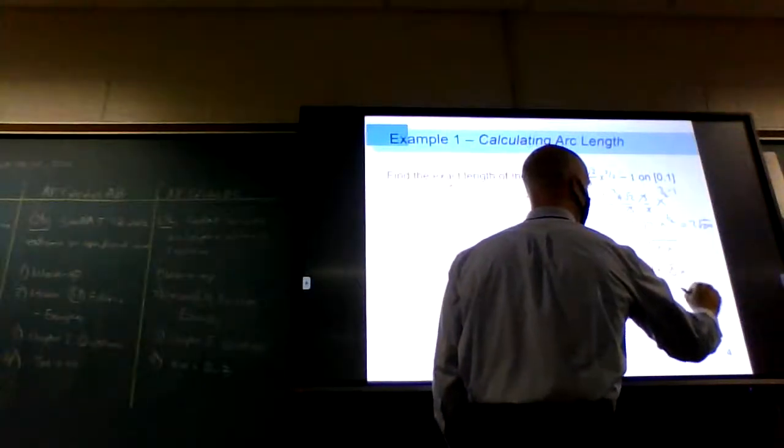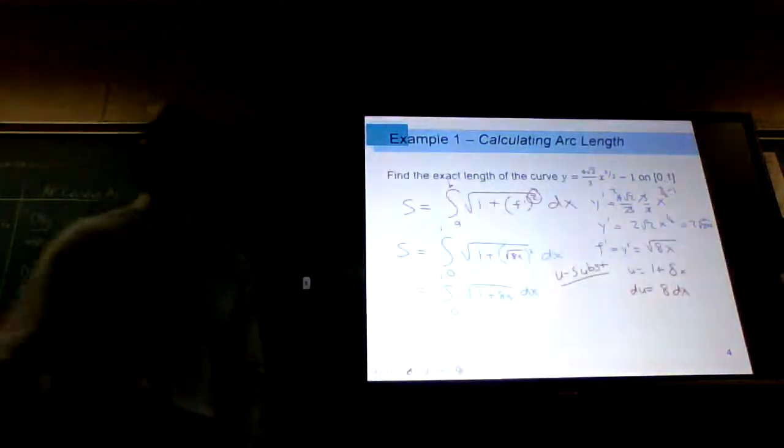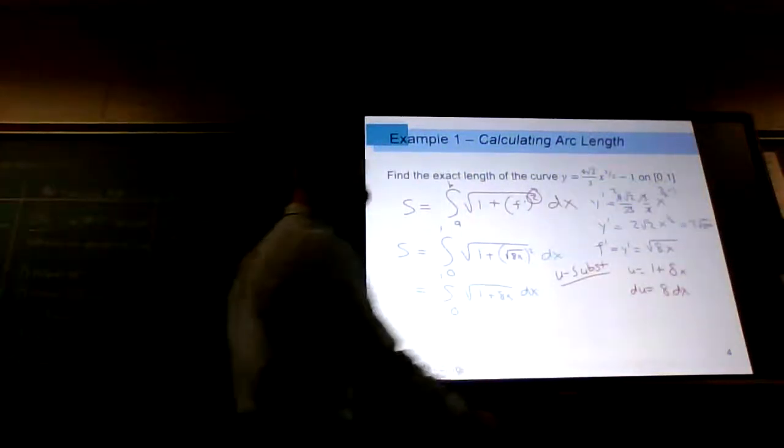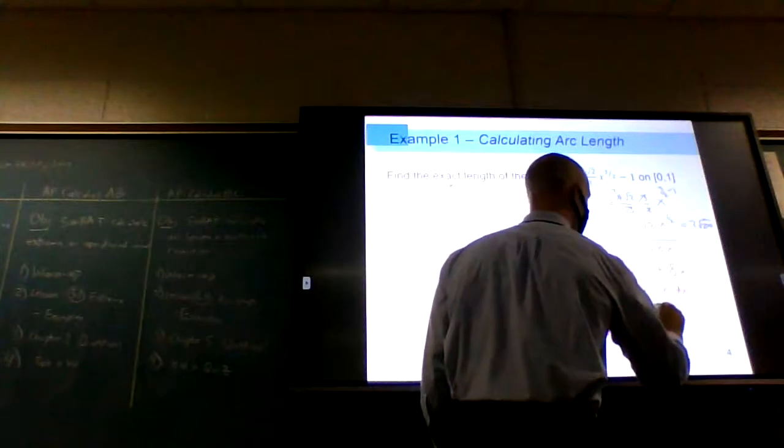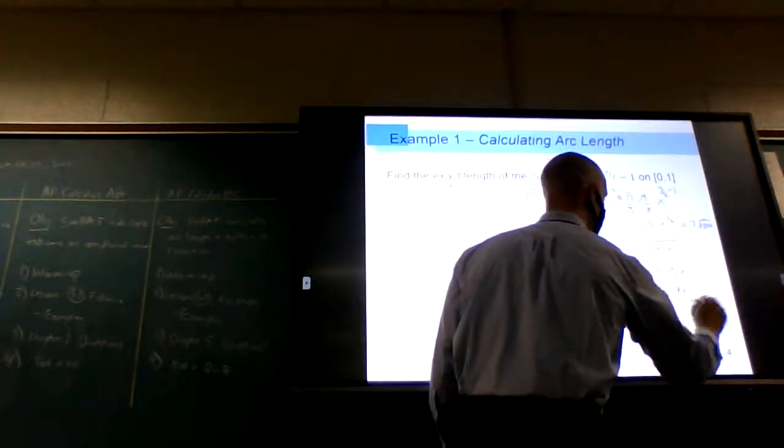Well, it'd be 8 dx, but there's no 8 here. So we're going to divide that 8 over to the other side. So that'll be 1/8 du equals dx.